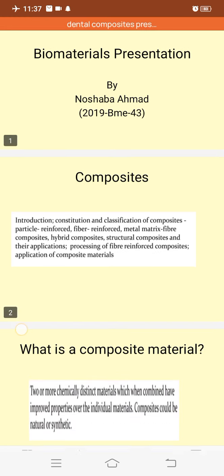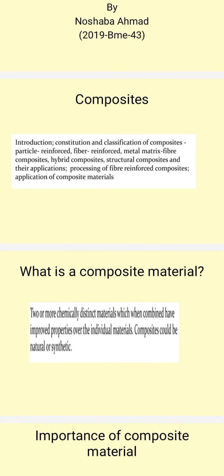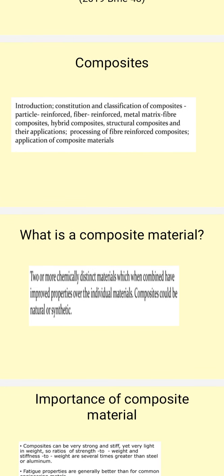So, first we need to know what is a composite material. Two or more chemically distinct materials which when combined have improved properties over the individual materials are called composites. Composites could be natural or synthetic.